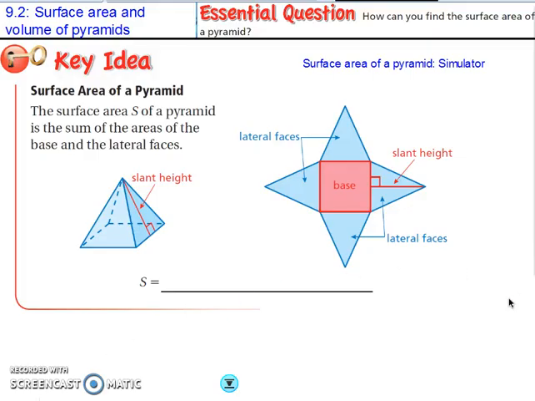To find the surface area of a pyramid then, I need to find the surface area of the base. So in this case, that base is the red square on the bottom, along with the area of the lateral faces, which are the 4 walls, in this case, of my pyramid. Now, as we saw a moment ago, there might be less than 4 walls, depending on if your base is a square or a triangle or a different shape.